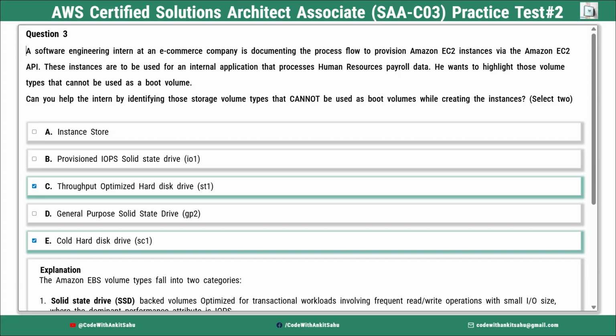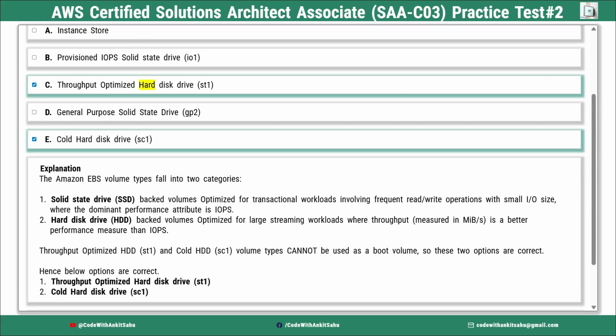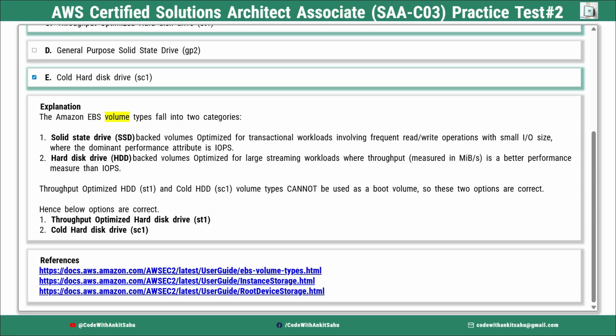Correct answer. Option C. Throughput optimized hard disk drive, ST1. Option E. Cold hard disk drive, SC1. Explanation: the Amazon EBS volume types fall into two categories: solid state drive, SSD, backed volumes optimized for transactional workloads involving frequent read/write operations with small I/O size, where the dominant performance attribute is IOPS.